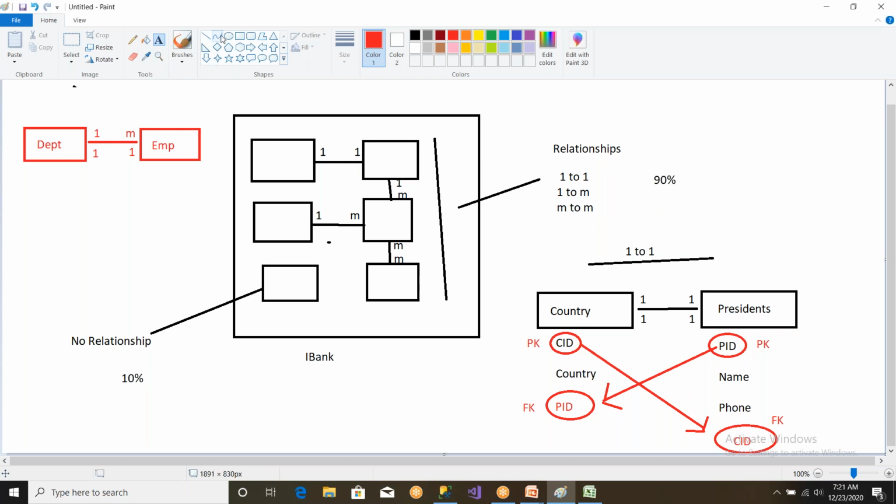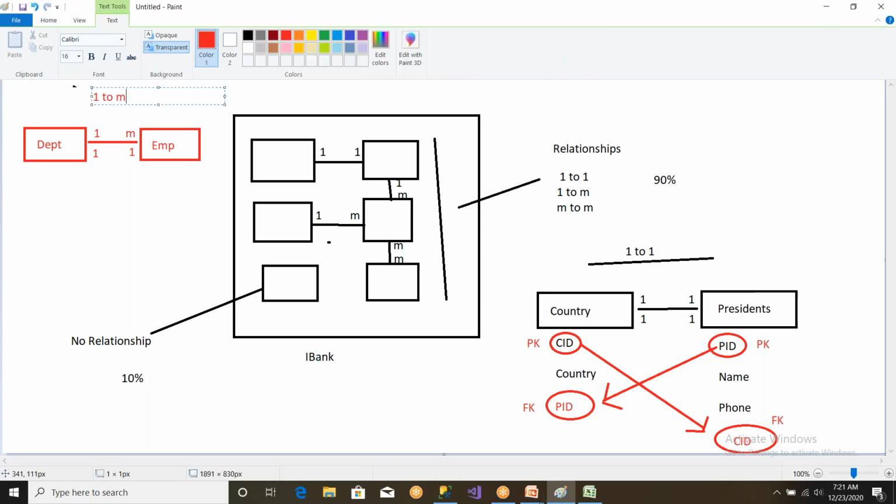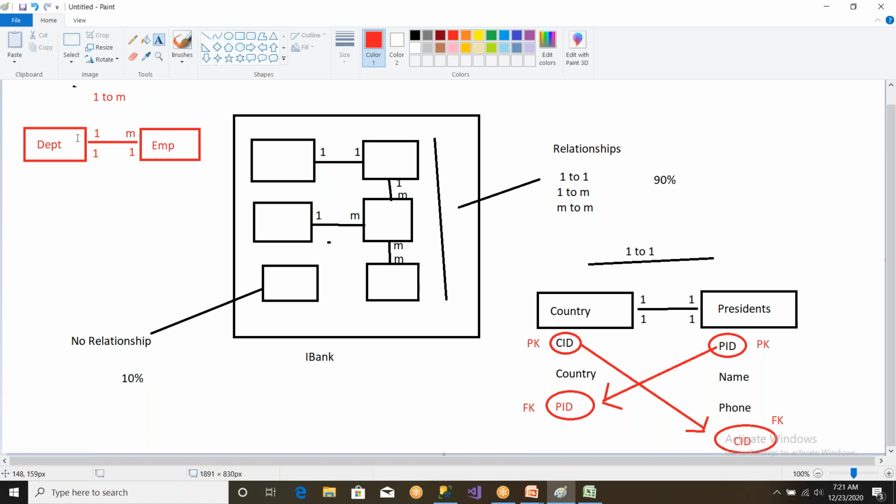So you need to take the maximum. 1 and 1, the maximum is 1, and m and 1, the maximum is m, right? 1 and m, the maximum is m. So you need to take the maximum. So it is 1 to many. Clear? One department has many employees.